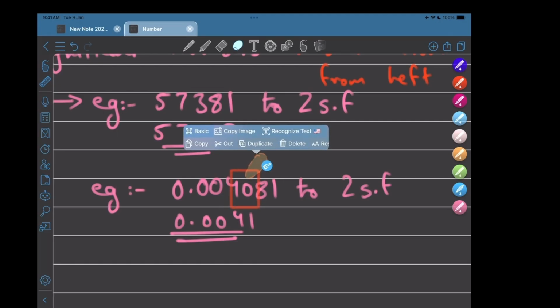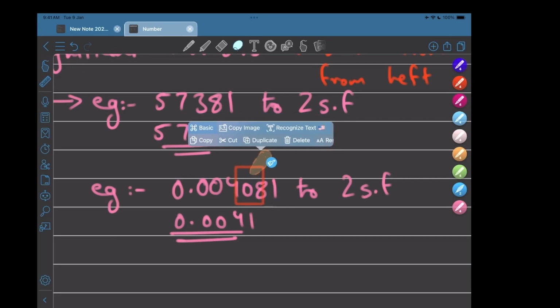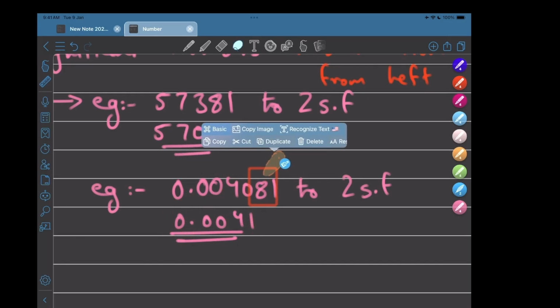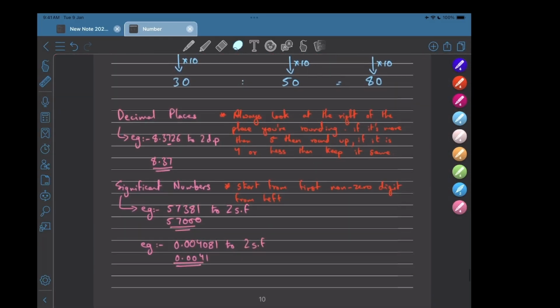Now, if my question was two significant figures, I've got my two significant figures. Now I must check the third significant figure to decide what my second significant figure will be. Will it increment? Yes, in this case it will increment, because 0.0041 will be the answer, since the next value is greater than 5. If it is greater than 5, then you must increment. All right, this is what you had to know about significant numbers and decimal places.